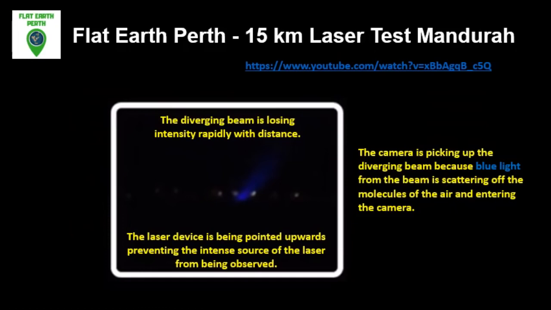Flat Earth Perth's 15-kilometer laser test, Mandurah. Again, the link will be in the description. The diverging beam is losing intensity rapidly with distance. The laser device is being pointed upwards, preventing the intense source of the laser from being observed. The camera is picking up the diverging beam because blue light from the beam is scattering off the molecules of the air and entering the camera.